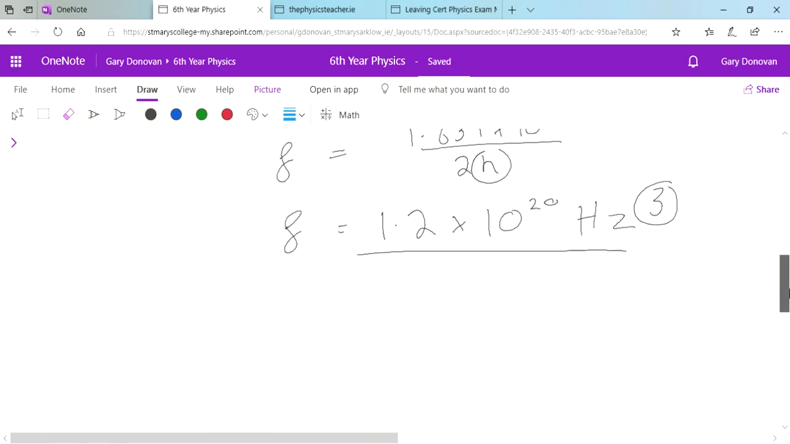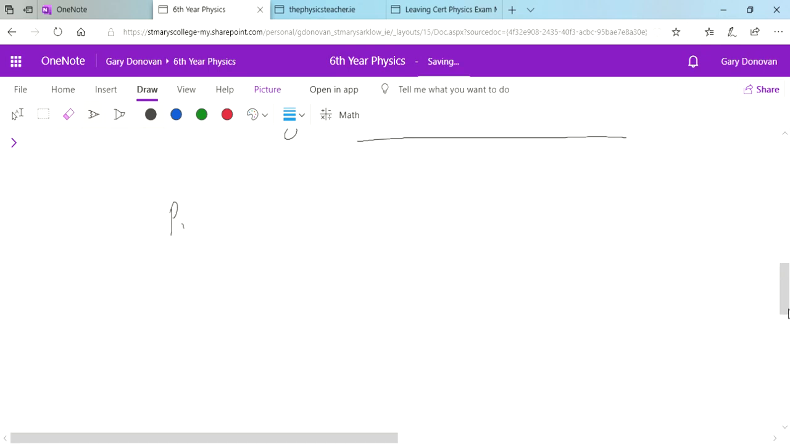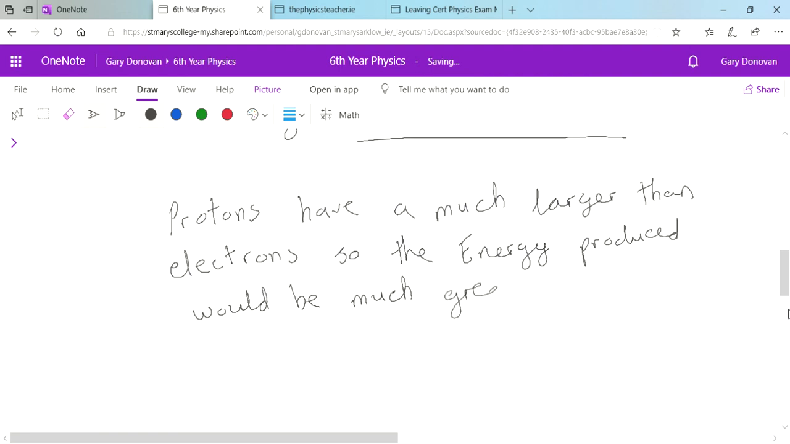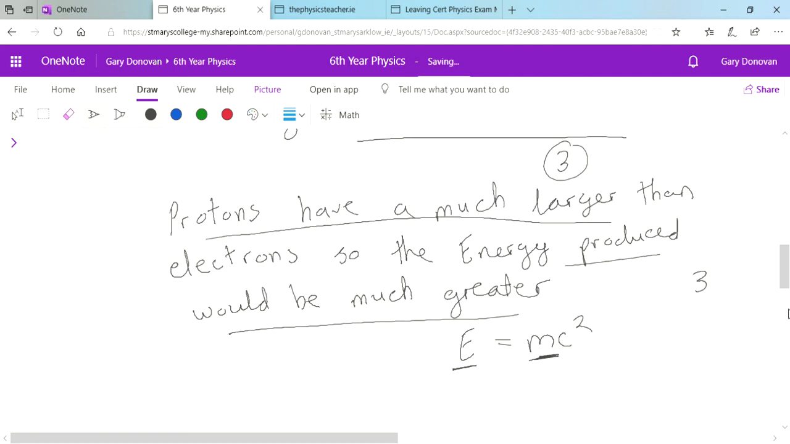Well, very simple answer. Protons have a much larger mass. They're much bigger, nearly 2,000 times bigger than electrons. And because they have a much larger mass, the energy produced would be much greater. Why would it be much greater? Because E equals mc squared, and obviously the bigger the mass, the bigger the energy. So 3 marks for saying protons have a much larger mass, and 3 marks for saying so you'd have much greater energy. And that's the question.